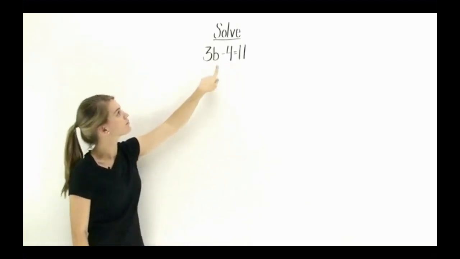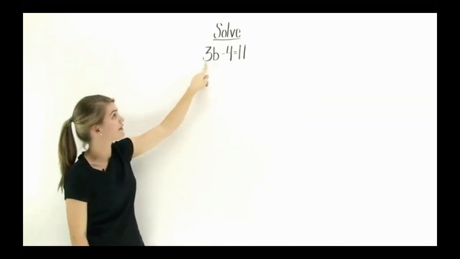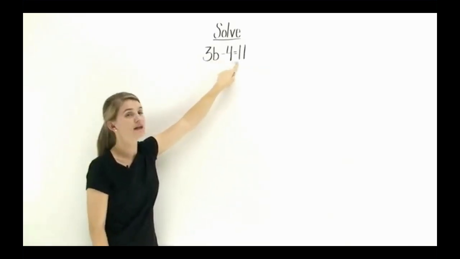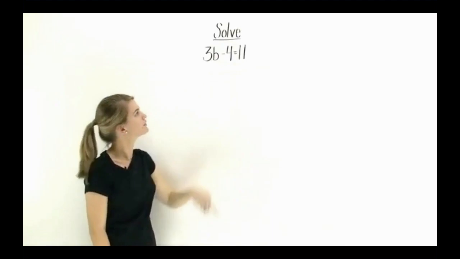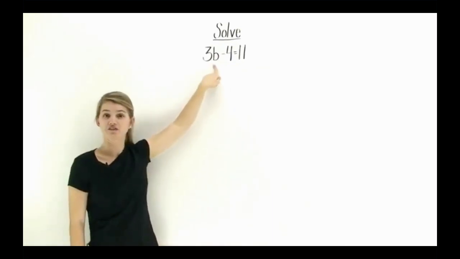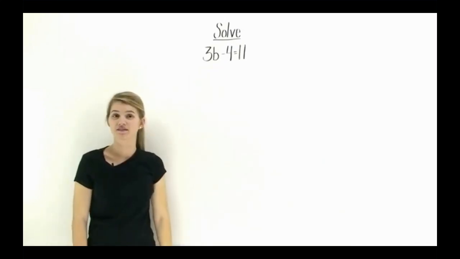Let's take a look. We have some number we're calling B. We're going to multiply that number by 3, take that number, subtract 4 from it, and it needs to be equal to 11. If we want to solve for B, we need to get B all by itself. In other words, we need to isolate B. So how do we do that?